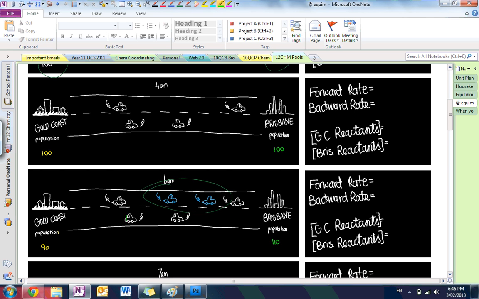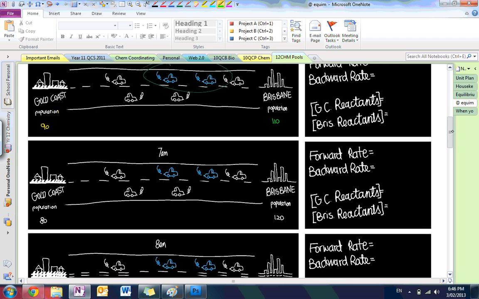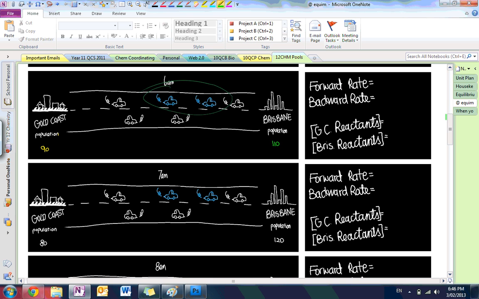The cars going southbound down to the Gold Coast have remained consistent the whole time, so they aren't gaining any. As you go to 7 a.m., the same thing occurs. You've got those extra cars there. The population drops down even further, 90 to 80 and 110 up to 120.